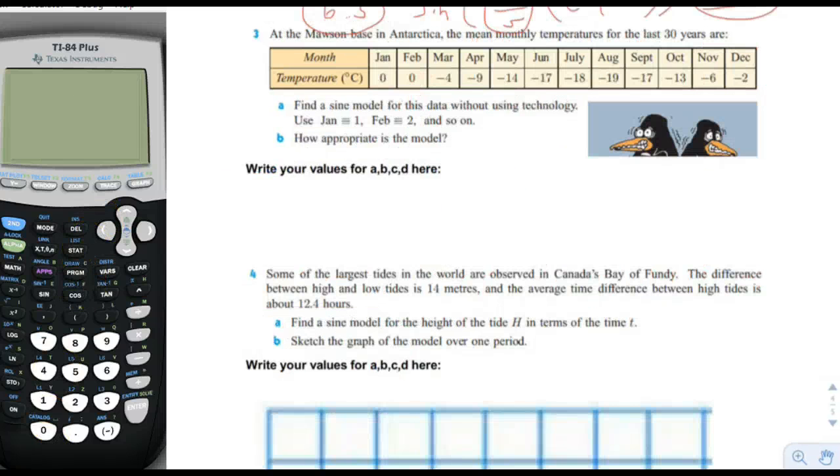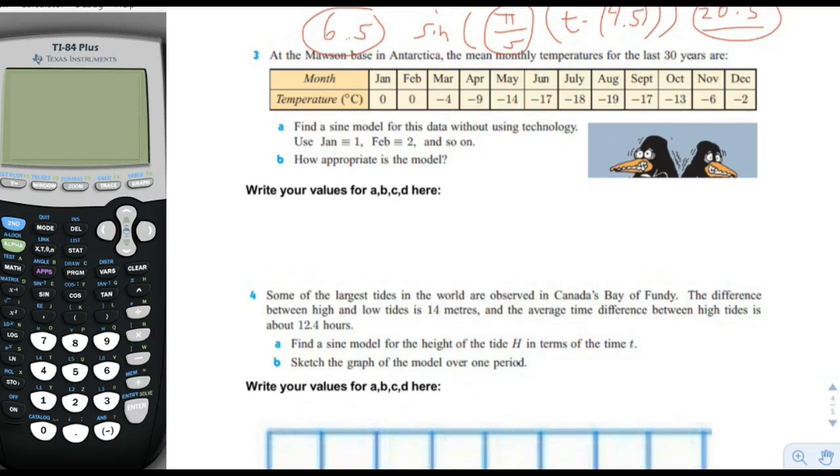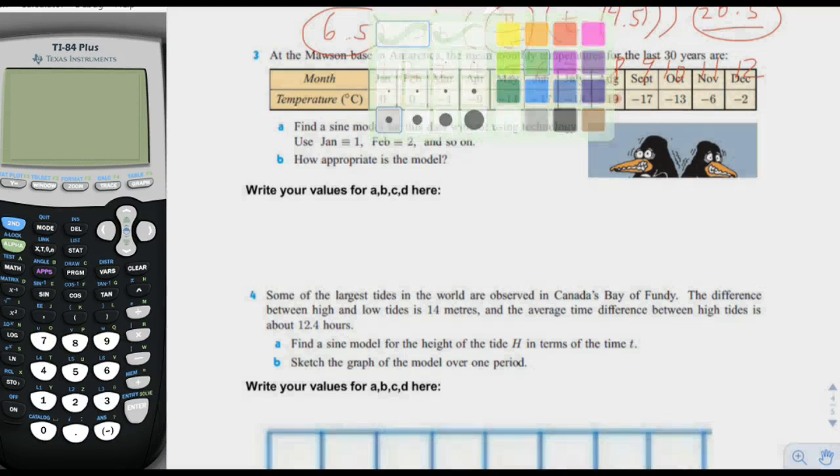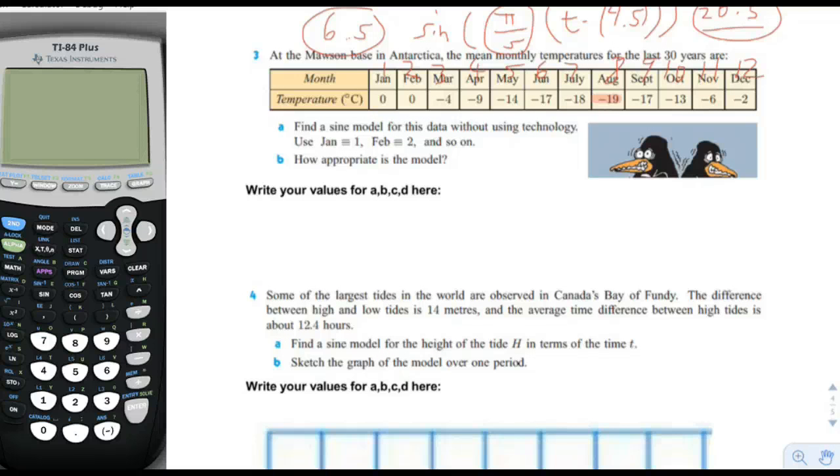So here we're trying to make a model again. Now we have temperatures in Antarctica. And we're just going to replace the month names with numbers like we did before. It says to use a sine model for this data without using technology. So we're going to do the same thing we did last time. We're going to mark the minimum temperature with red, so negative 19 looks like. And then we're going to mark the maximum temperature with green. Looks like it's 0.